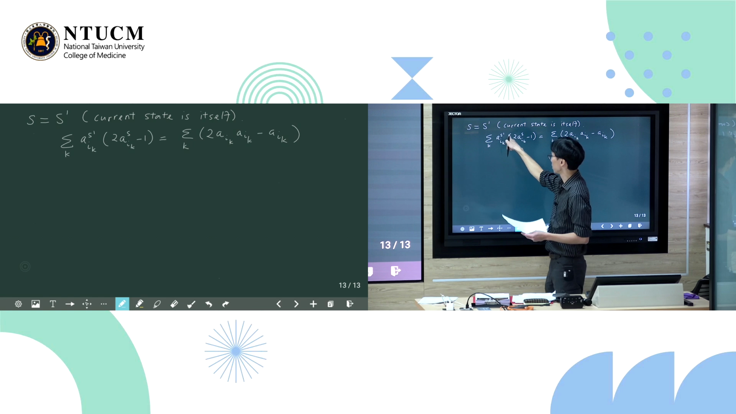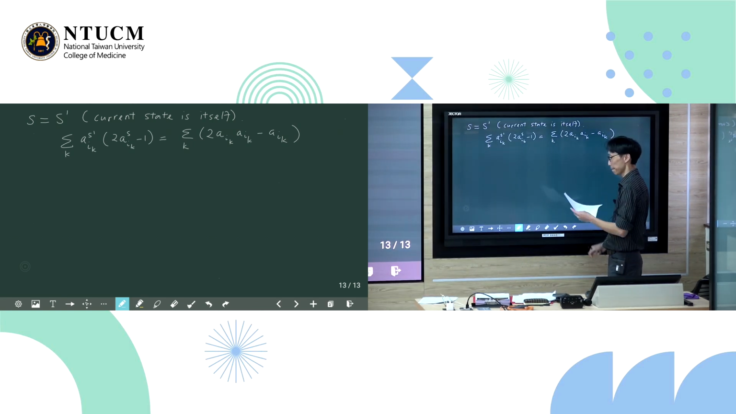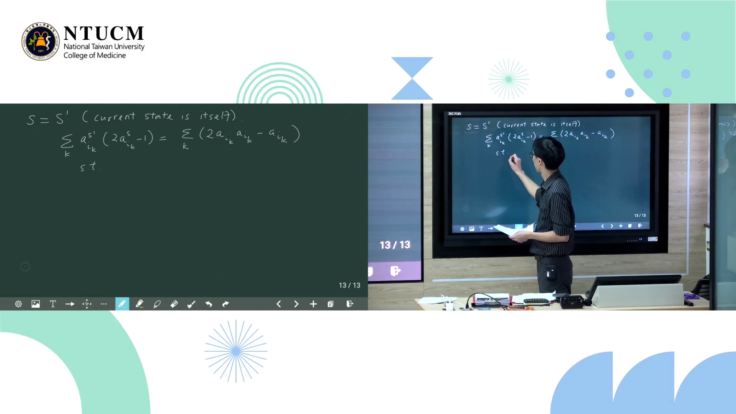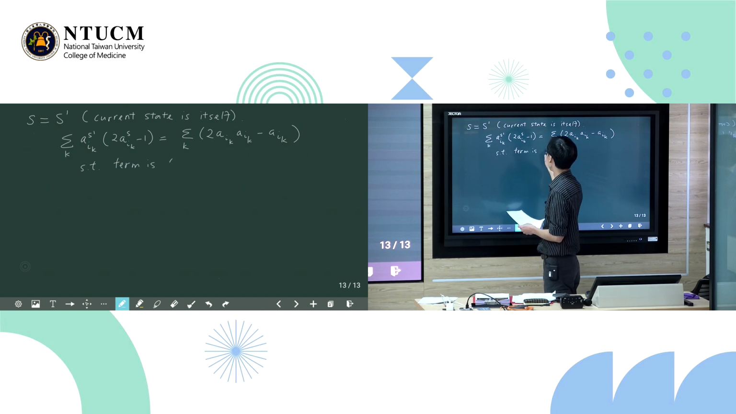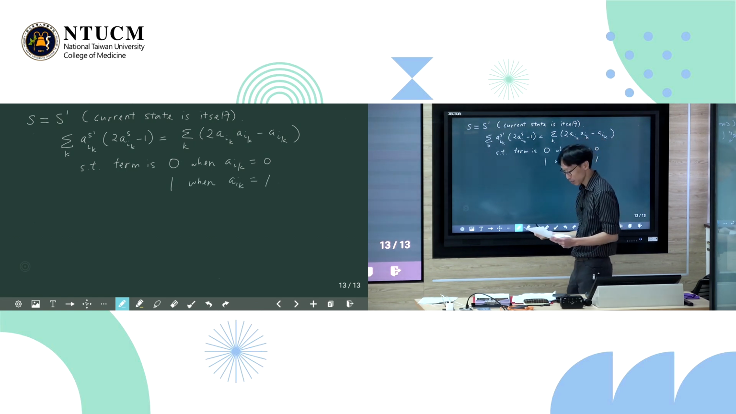Yeah, when S prime is S, then you can do this. You can combine them together. Correct? Only when S prime is equal to S, so that this term is 0 when the input state is 0, and 1 when the input state is 1, obviously, okay?